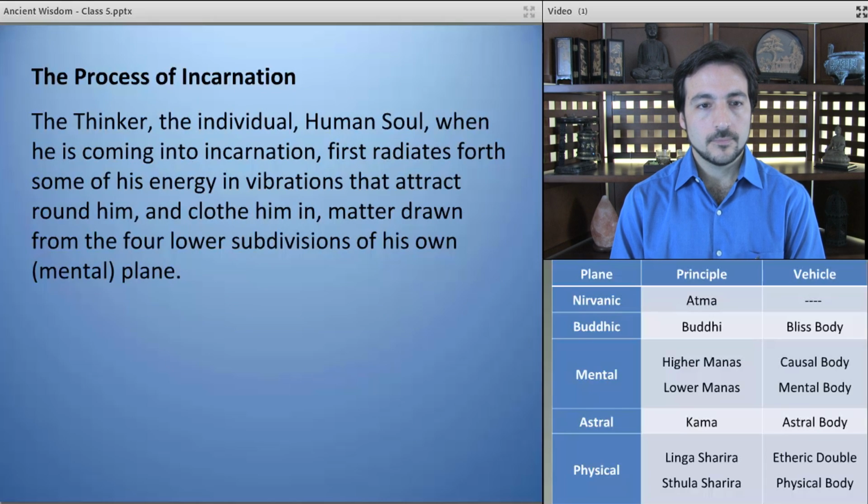The process of incarnation. The thinker, the individual human soul, when he is coming into incarnation, first radiates forth some of his energy and vibrations that attract around him and clothe him in matter drawn from the four lower subdivisions of his own mental plane.